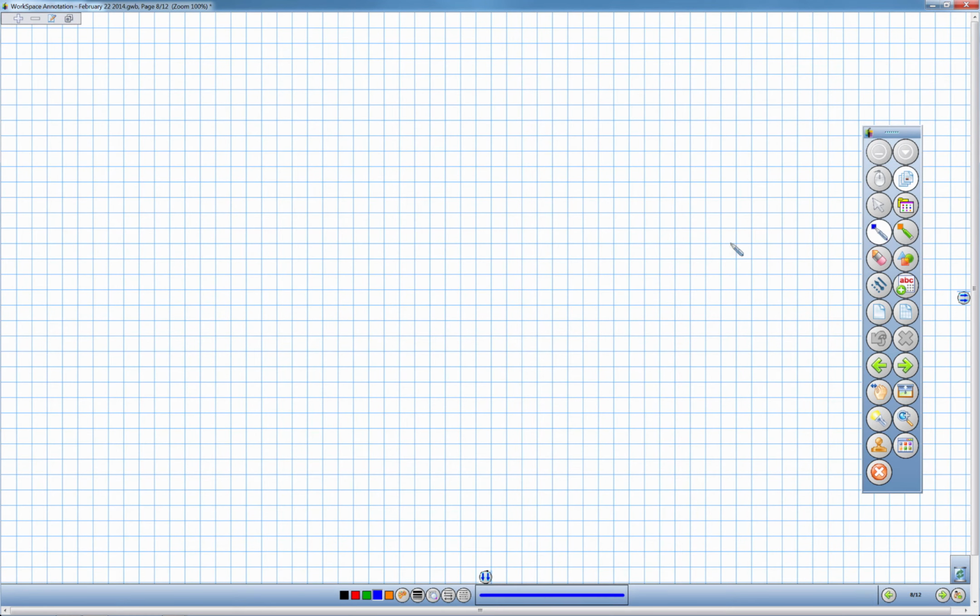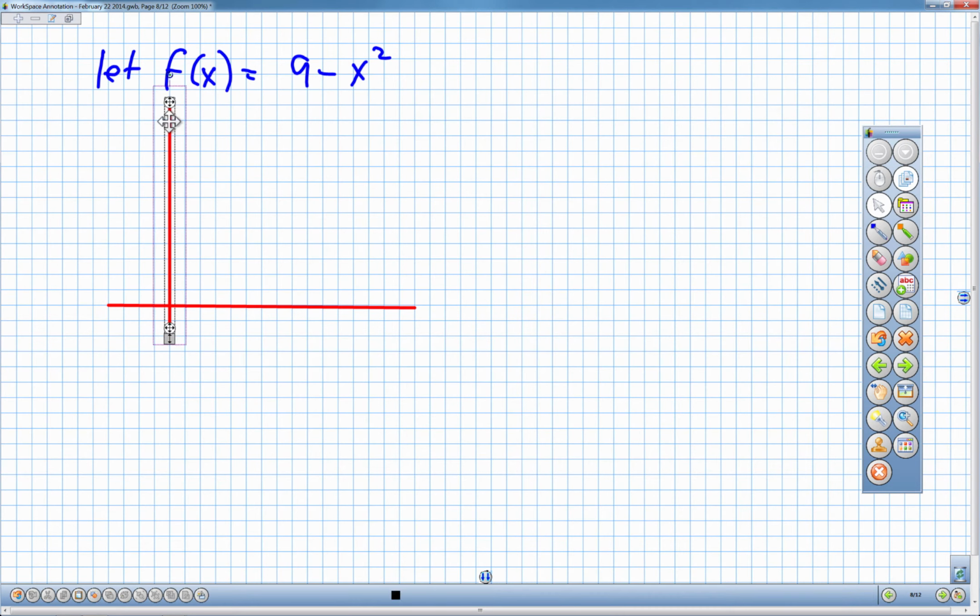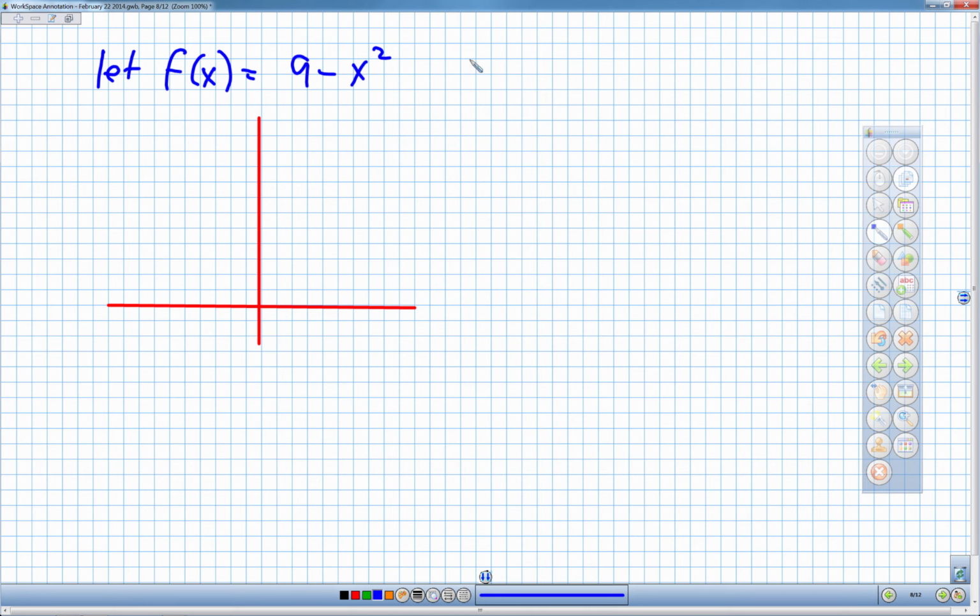So what I'd like to do is one more example for you guys, just to show you what it looks like. In fact, we'll take the same function. This time we'll let f of x equal 9 minus x squared. We'll take this guy and use it again, over the same interval from 0 to 3.